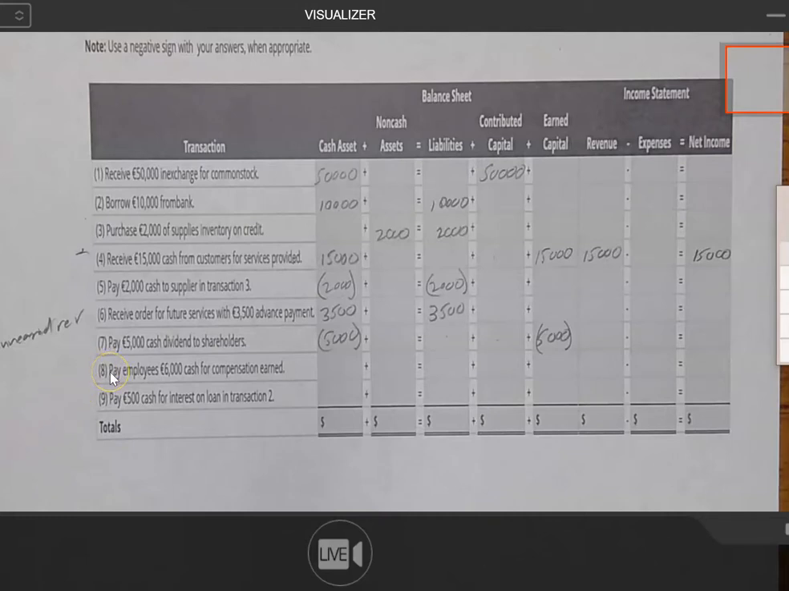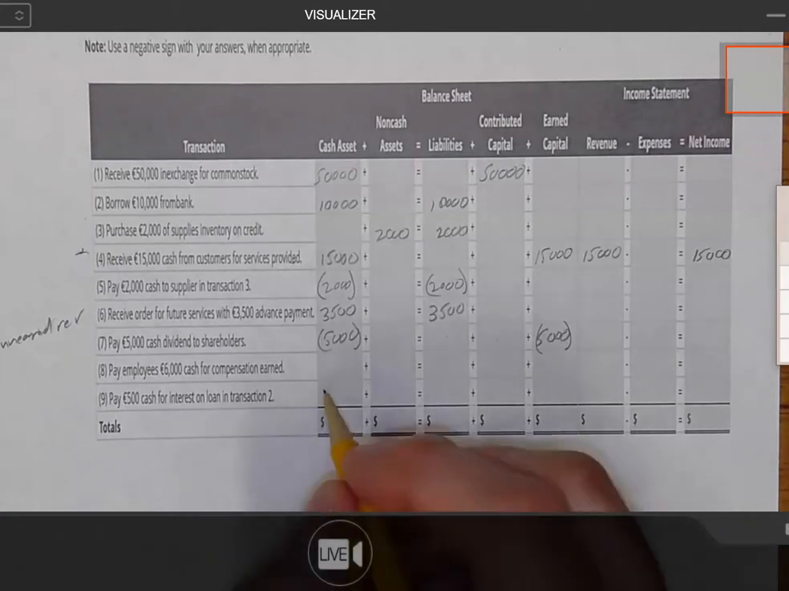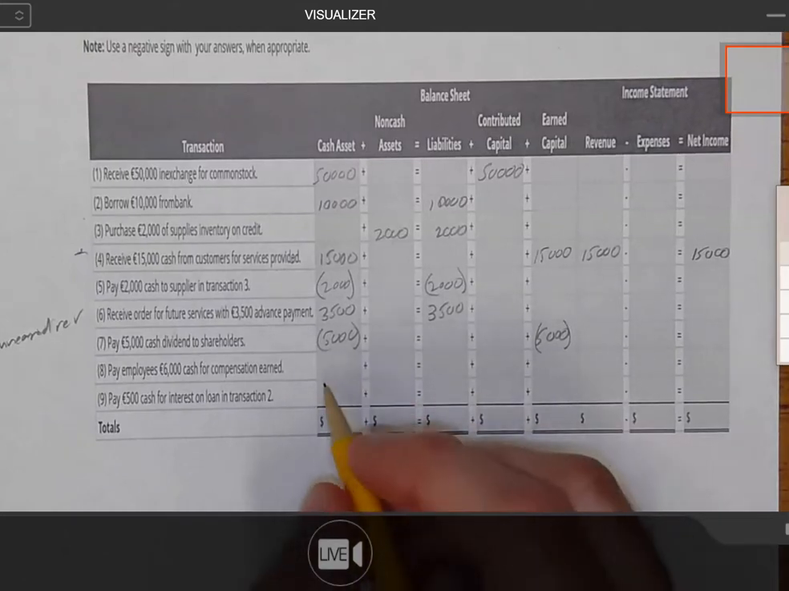Number 8 says pay employees 6,000 euros cash for compensation earned. Usually when we see something like this, we would set up a liability, because as anybody who's ever had a job knows, you don't get paid as you earn that compensation. You get paid at a later date. But here, because we're just getting started with all of this, we're going to have about 3 items here.